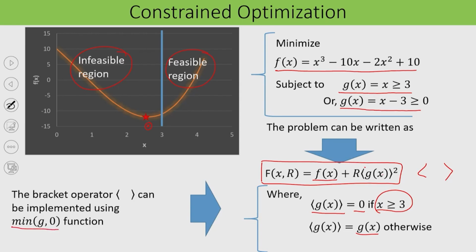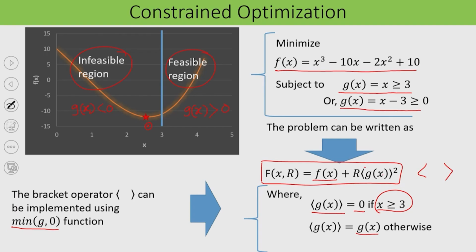If it is in the infeasible region, g(x) will be less than 0. So I will take the minimum of that, because on the right hand side g(x) is positive. In this side it is greater than 0. So if it is positive, then this min function will give you 0, and if it is negative, then the min function will give you the value of g basically. So this is the purpose of this min function.